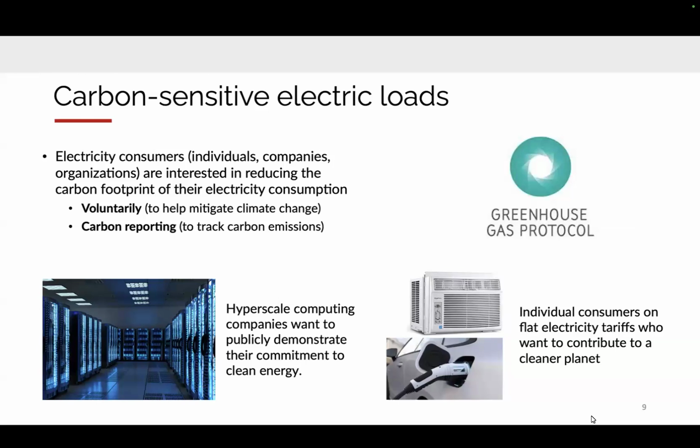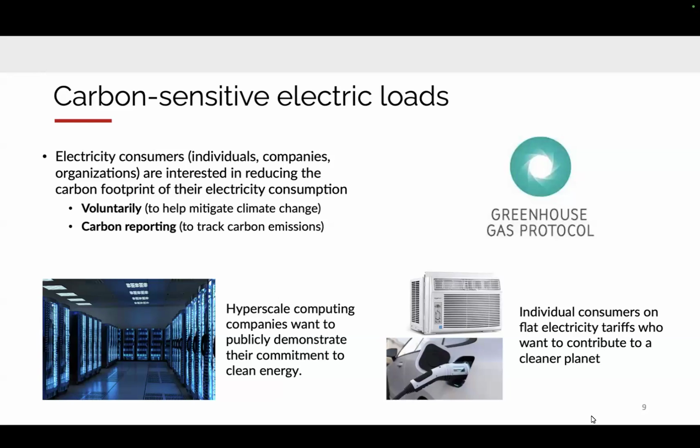So essentially, just some examples of carbon sensitive electric loads. The definition here is that carbon sensitive electric loads are electricity consumers, ranging from individuals to companies to organizations, that are interested in reducing the carbon footprint of their electricity consumption. Many people would like to do this voluntarily to help mitigate climate change. One good example is individual consumers, who oftentimes have fairly flat electricity tariffs. So you have some wiggle room in which you can adapt your electricity use without actually increasing what you have to pay for electricity.